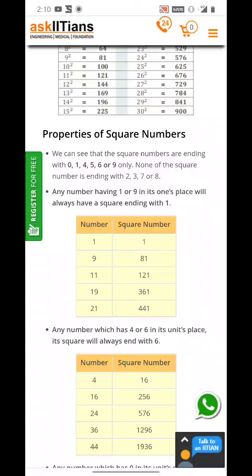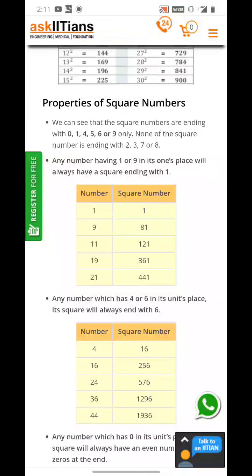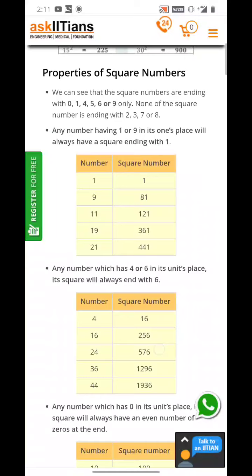Any number having 1 or 9 in its ones place will always have a square ending with 1. For example, you have 9. You can find its square, but you can also find its unit place without multiplying it. For example, 9. What is the unit place? It is going to be 1. For example, here you have 11. Its unit place is 1, so the square of this particular number is going to have unit place 1.